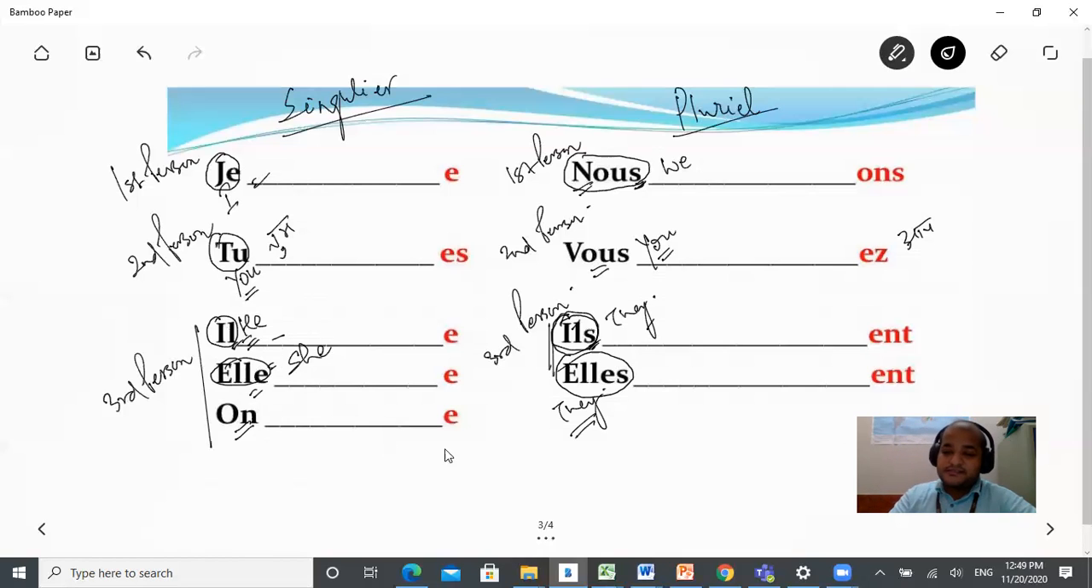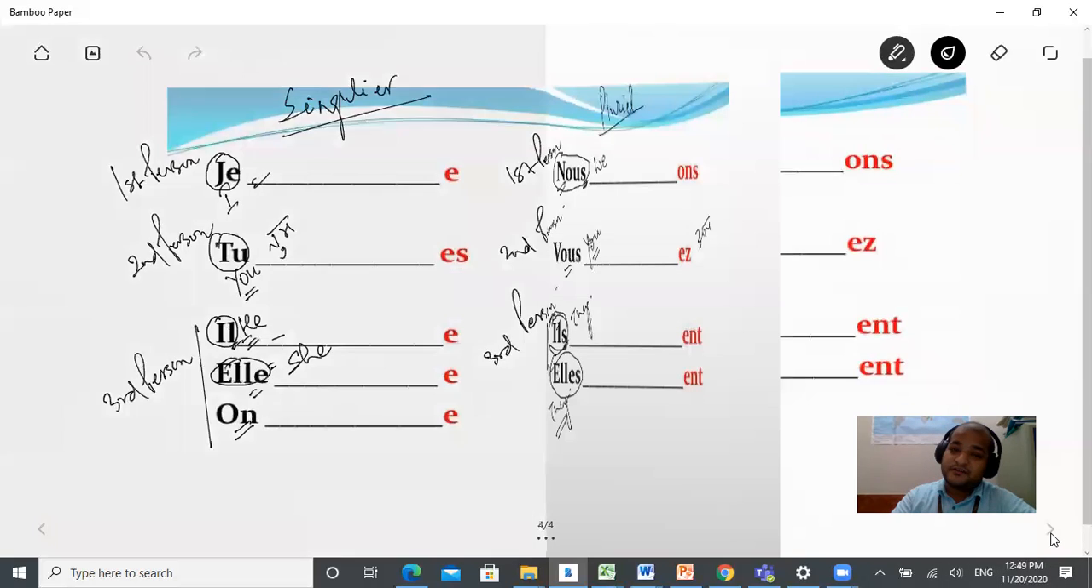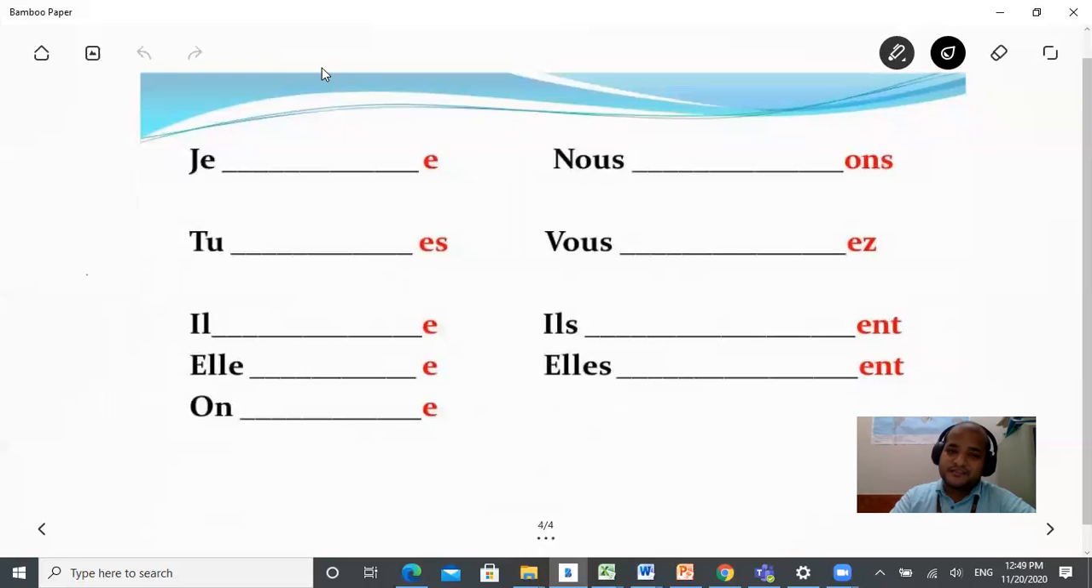Now, in the next slide, we have the endings. There are different endings for the conjugation in present tense. So this is present tense, remember. For example, we will take the verb parler. Parler means to speak. You can see this ER ending verb ends with er.